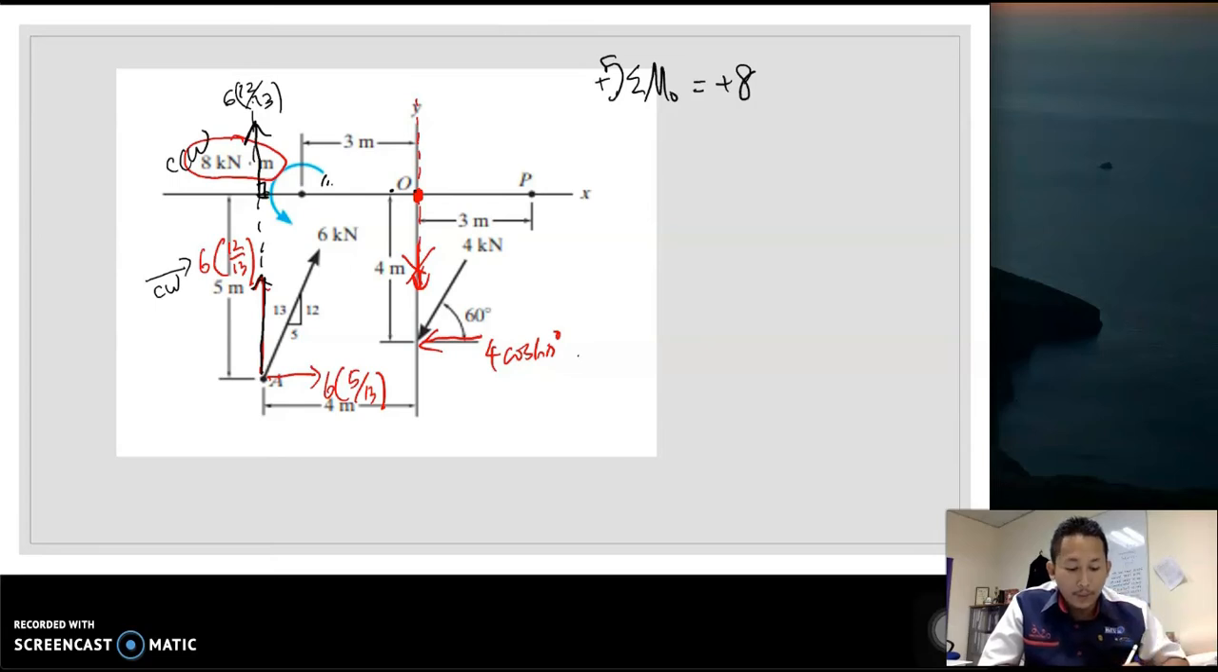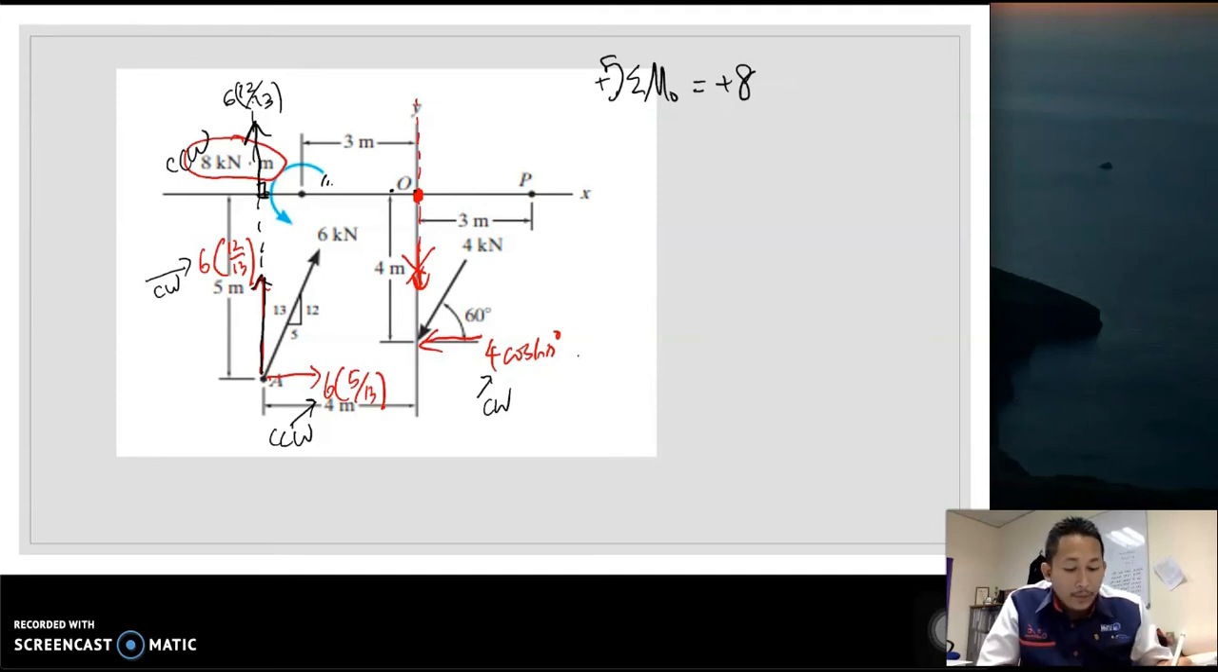And then we have 6 times 5 over 13. If we fix at O, it will move counterclockwise, so it is positive. And finally, we have 4 cos 60. If we fix at O, it will move clockwise, so it is negative. So we count the positive first, which is 8 kilonewton meter. Don't forget that moment is force times distance.